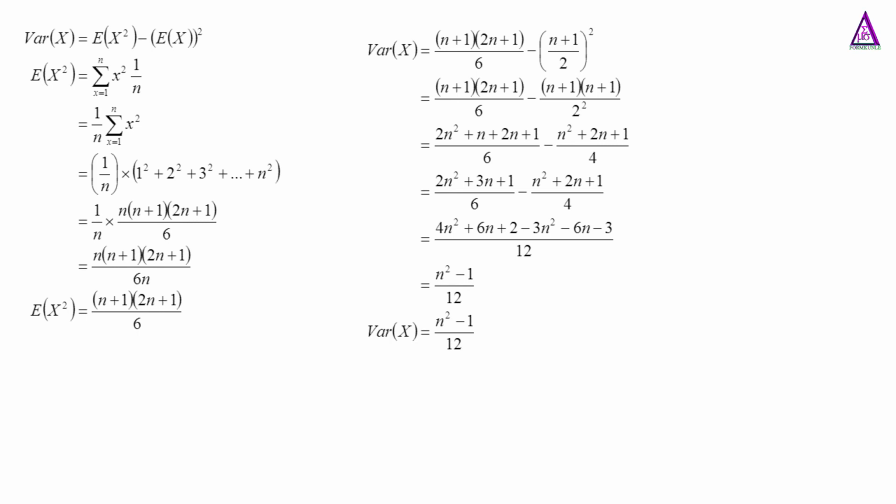So 4n squared minus 3n squared, we have n squared. Plus 6n minus 6n cancel each other. Plus 2 minus 3 equals minus 1. So we have (n squared minus 1) divided by 12. Our variance of x of discrete uniform distribution equals (n squared minus 1) divided by 12.